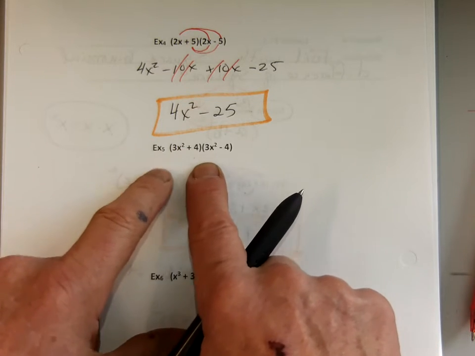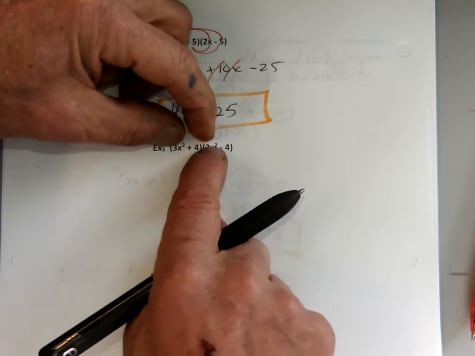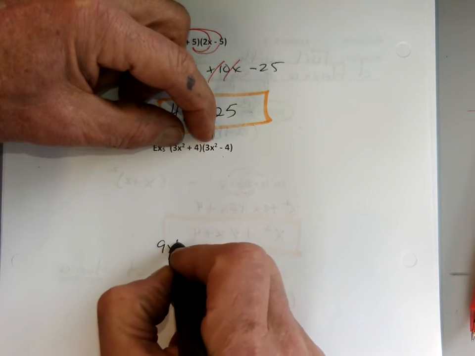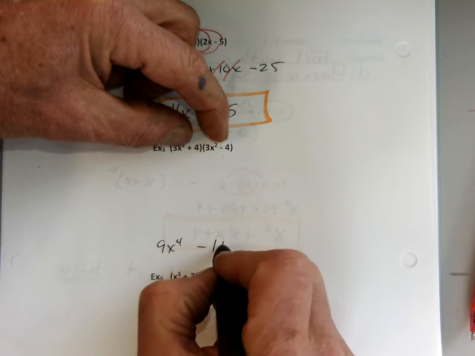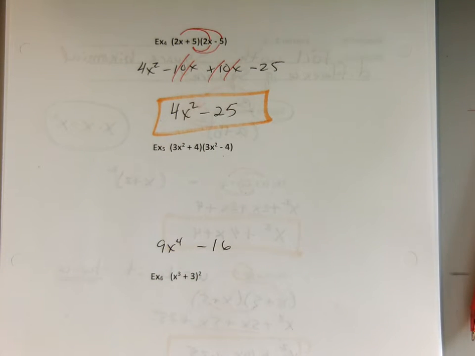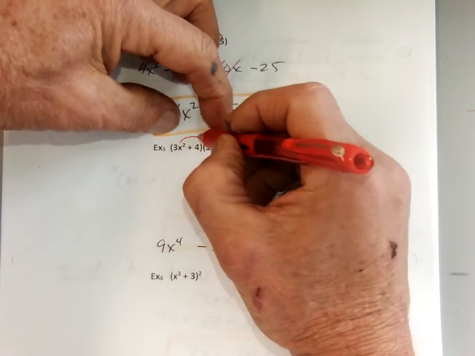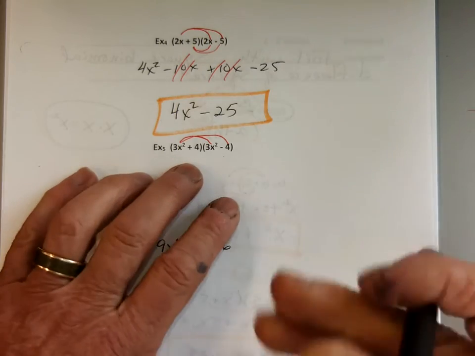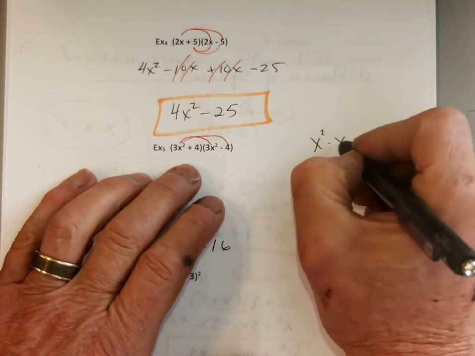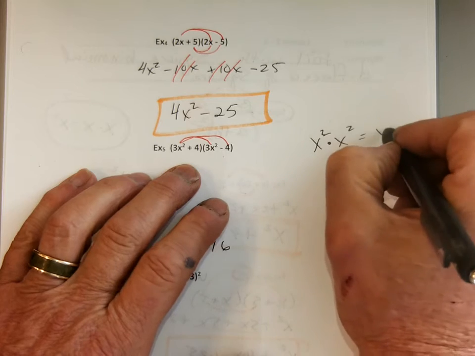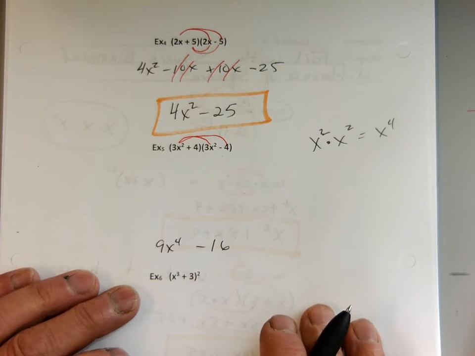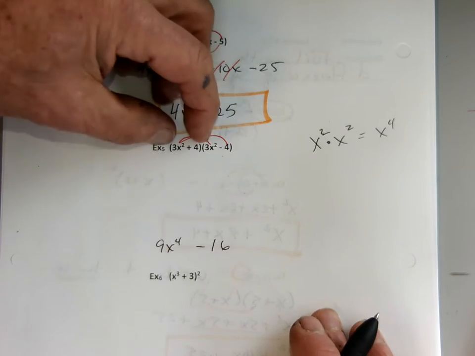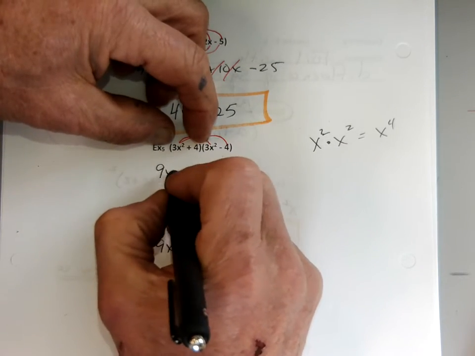So if I shortcut this, and I'm going to do it both ways. If I shortcut this, 9x to the 4th minus 16 will be my answer. Can anybody see how I got that? I'm going to do it the long way because it doesn't hurt to do it the long way, the way I showed you yesterday. 3x squared times 3x squared and 3x squared minus 4. Now, x squared times x squared is x to the 4th, okay? So, 3x squared times 3x squared is a 9x to the 4th.